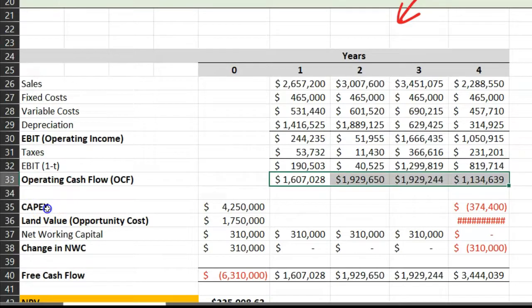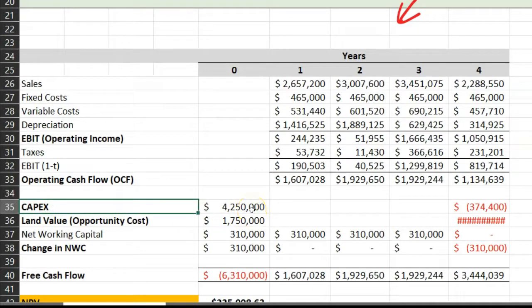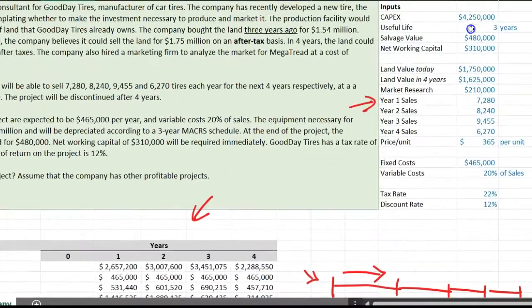One is the capital expenditure, right? As I showed you in the financial cash flow equation, we have to account for capital expenditures and we have to subtract them. So $4.25 million is what you're looking to spend today at time period 0. So that is your capital expenditure, right? That's right here.